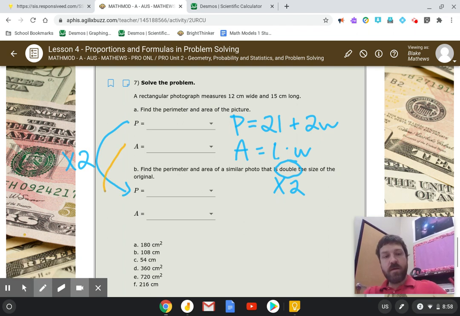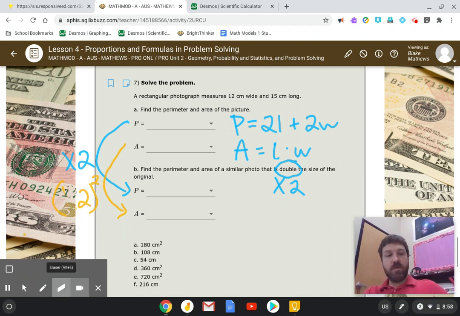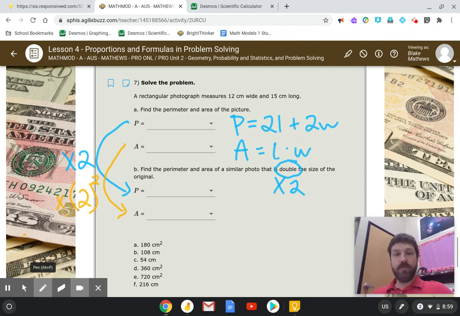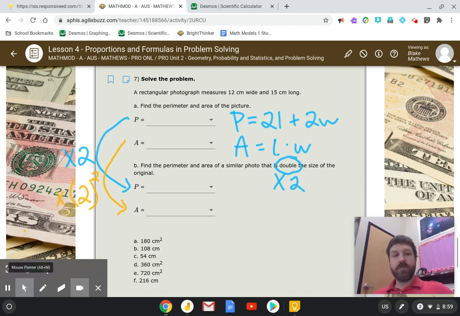But the area is going to be multiplied times 2 squared. Should do it like this, sorry. So whatever answer you get here, multiply times 2, that gives you the perimeter of the larger photo. Whatever the area is, multiply it times 2 squared to get the area of the new photo. Pretty straightforward.